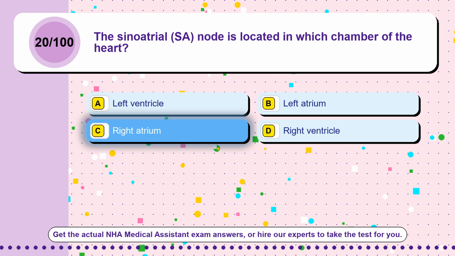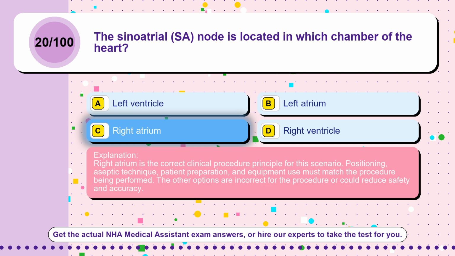The correct answer is option C, right atrium. Right atrium is the correct clinical procedure principle for this scenario. Positioning, aseptic technique, patient preparation, and equipment use must match the procedure being performed. The other options are incorrect for the procedure or could reduce safety and accuracy.